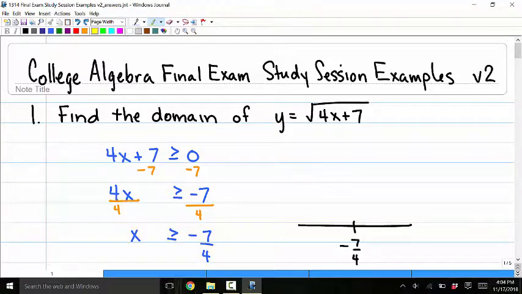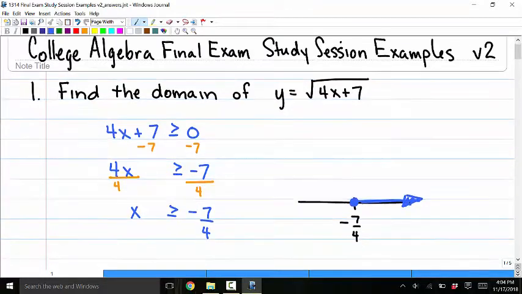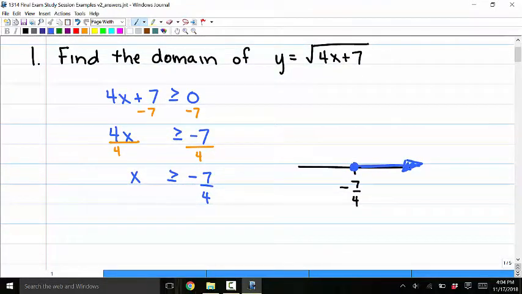On the number line, equal to means it's a filled in circle. Greater than, I want to shade to the right. So to put that into interval notation, I want to bracket negative 7/4, comma infinity with a parenthesis. That is my domain.